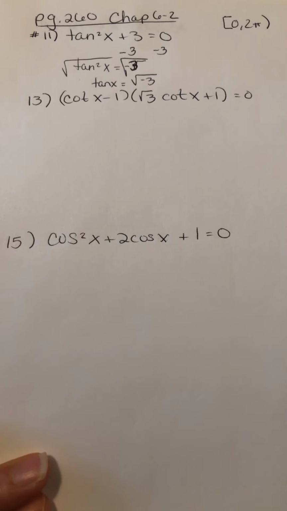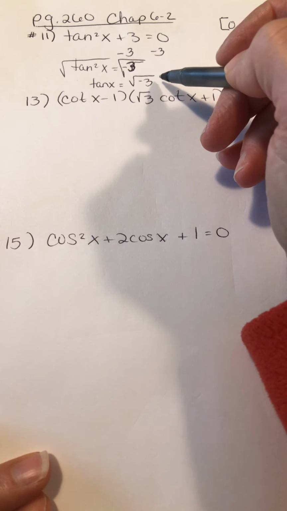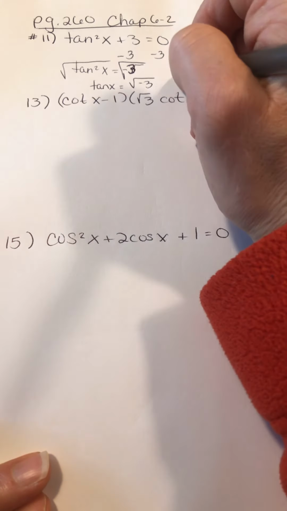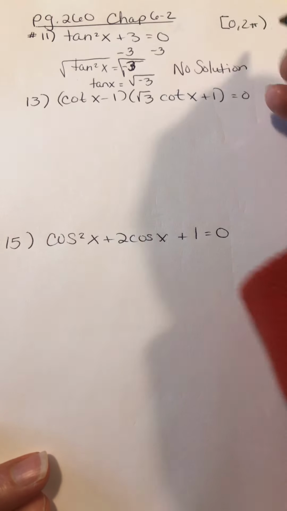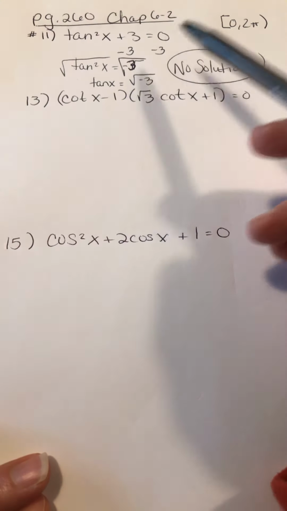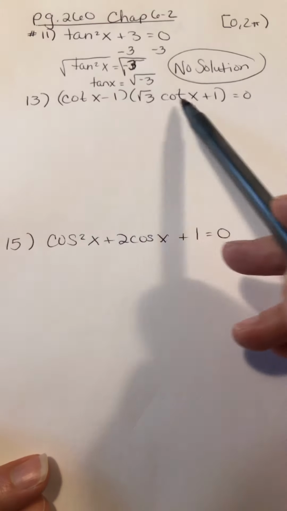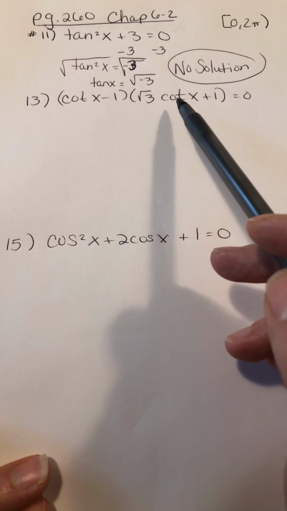So we know from back in Algebra 2 that this is going to result in an imaginary number, and an angle cannot be imaginary. So this problem has no solution. Our angles cannot be an imaginary number. For number 13, this problem is nicely factored for us.